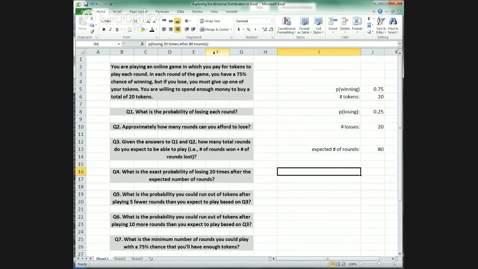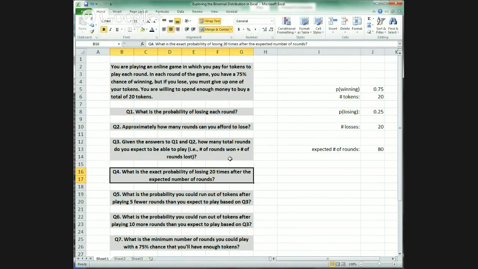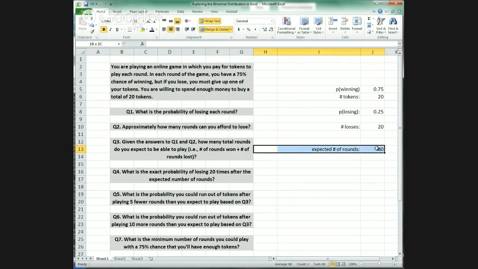Okay, the next question is, what is the exact probability of losing 20 times after the expected number of rounds? We already know here that the expected number of rounds is 80. So we're going to be using that information that we calculated in the previous question and pulling it into the next question. If you got this question and didn't get question 3, you would need to know to calculate the answer to question 3 before you could calculate this. If the question doesn't ask you to calculate the number of rounds that you expect to be able to play, you need to figure out that you need to calculate this.